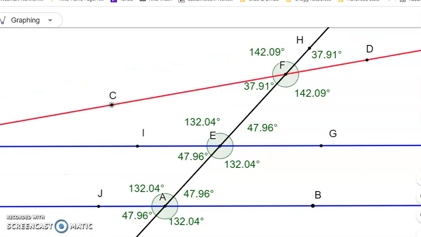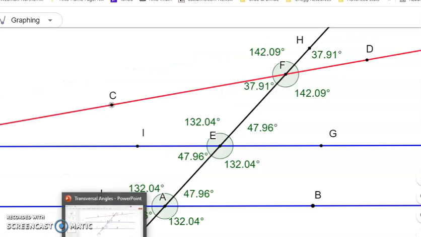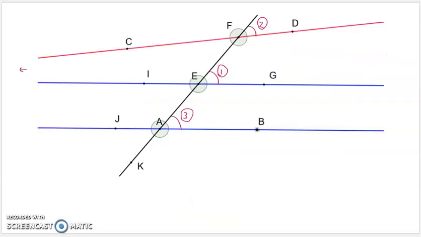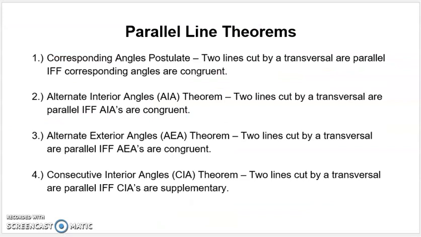So, just to summarize what we know about transversal angles, we've got a set of theorems. Actually, one is a postulate. A postulate is something that we're going to assume is true. We wouldn't derive it or prove it. And there are 4 parallel line theorems that are sort of common. There are actually a few others, but these are the 4 that we'll focus on.